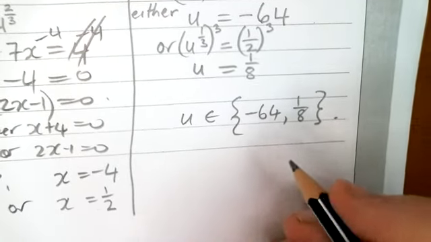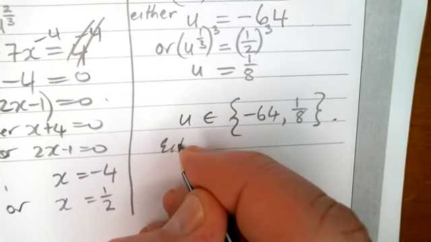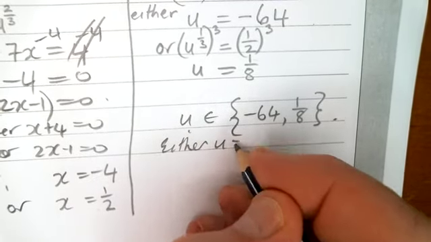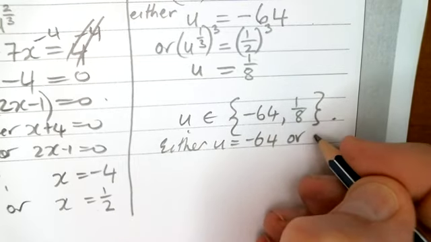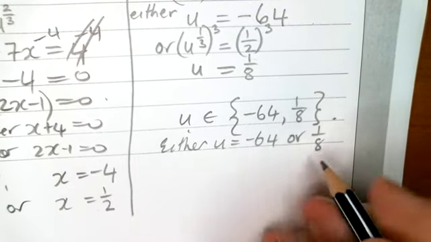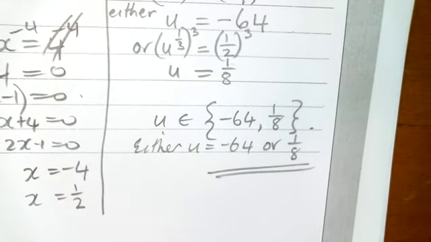Or you could say either u equals negative 64 or u equals 1/8. Hopefully that makes sense.